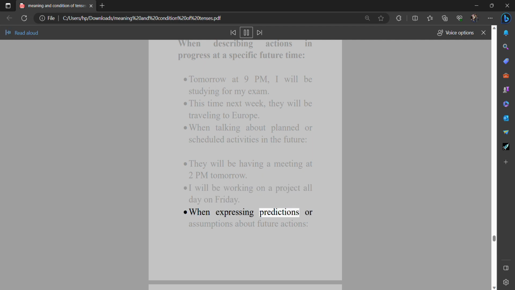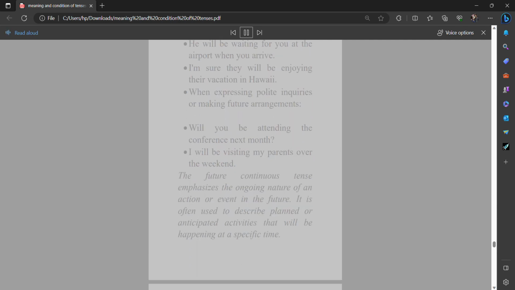When expressing predictions or assumptions about future actions. He will be waiting for you at the airport when you arrive. I'm sure they will be enjoying their vacation in Hawaii. When expressing polite inquiries or making future arrangements. Will you be attending the conference next month? I will be visiting my parents over the weekend. The future continuous tense emphasizes the ongoing nature of an action or event in the future. It is often used to describe planned or anticipated activities that will be happening at a specific time.